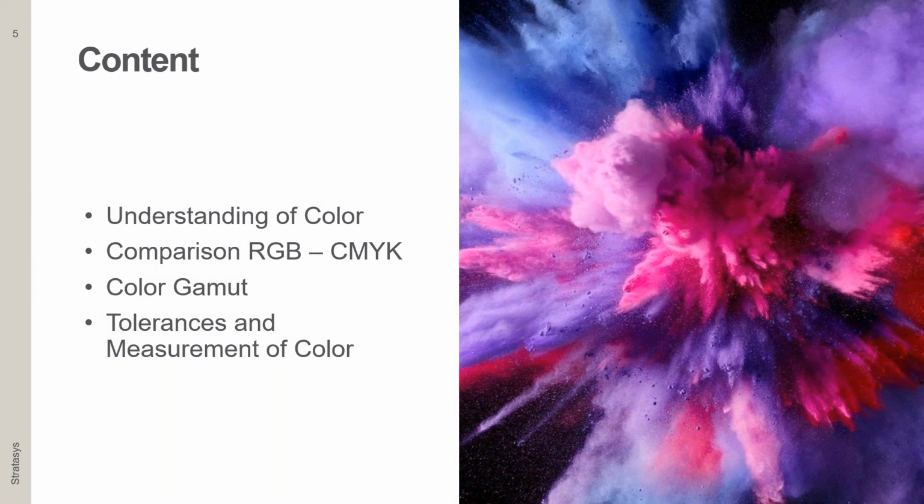So we go shortly over the content of what we will do today. First topic is the understanding of color. That means we will try to explain how color appears, which influences the color, and how we create color. Then the next topic will be the comparison between the color models RGB and CMYK. We will talk shortly about color gamuts and in the end the tolerance and measurements of color, which is important for us when we want to print something, so that we have the right color and the right tolerance to measure.